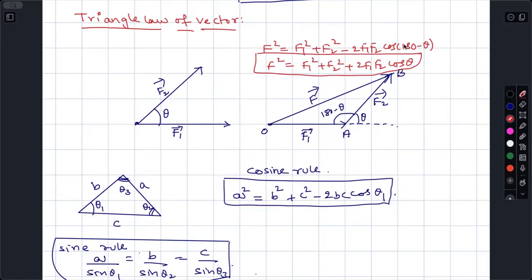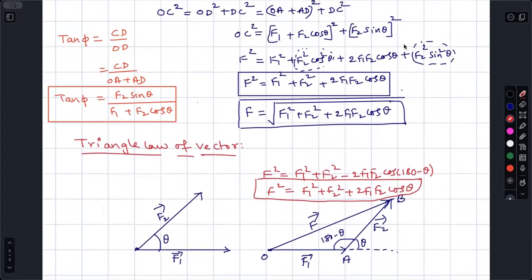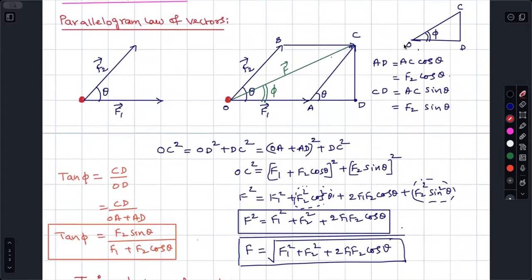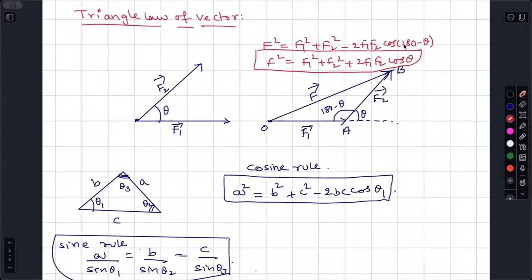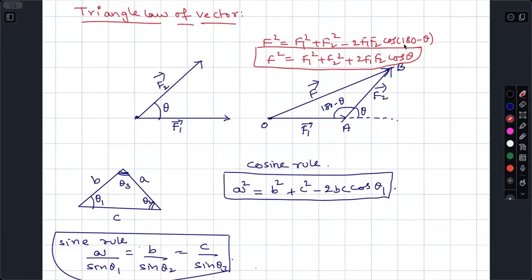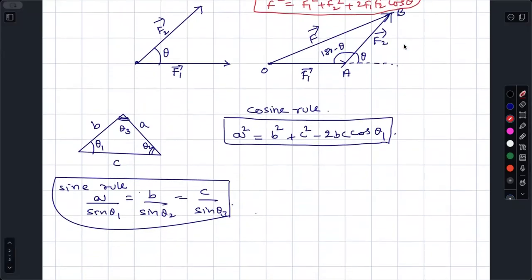Any doubt till this point? So to add two vectors, either I will use the parallelogram law of vector addition or the triangle law of vector addition. And meanwhile, I might use any of these two rules repeatedly. Just keep that in your mind.